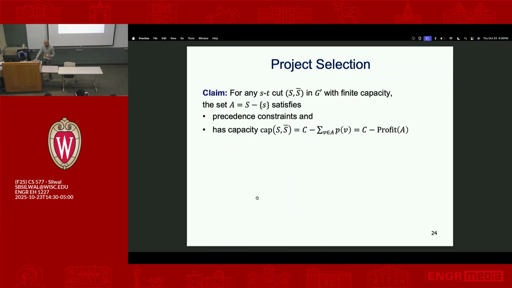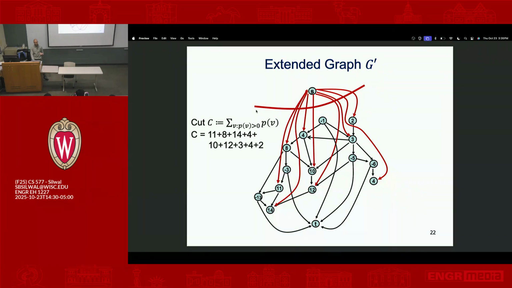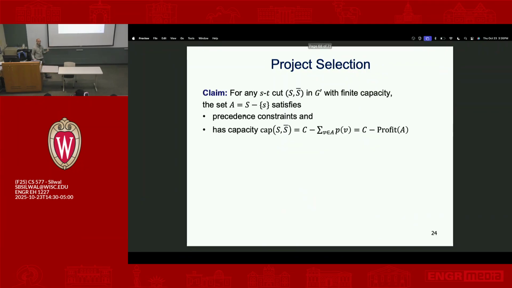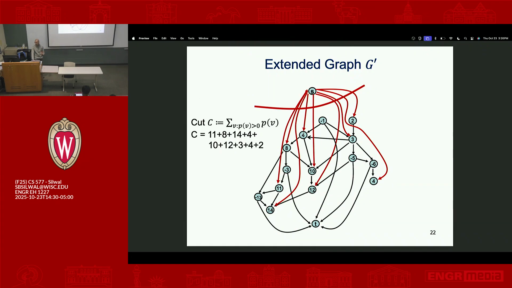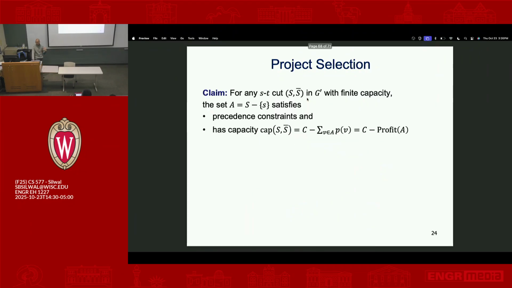So essentially the value of a cut will be this value big C. I'm going to define big C as the sum of all the positive values, some fixed number, minus the profit that I get. The intuitive reason is that every time I pull a node to the side of S, I'm not cutting an edge that represents its profit. So I subtract it from this value C, which is the sum of all these edges. If I pull this 4 node to the S side, then I'm not cutting this edge. That's why the capacity of a cut, or the value of a cut, will be this fixed value C minus the profit that I get.